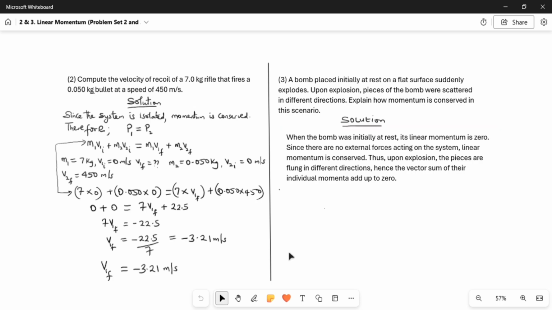For question 2, okay, we have questions 2 and 3 here. Question 2 says compute the velocity of recoil of a 7 kg rifle that fires a 0.05 kg bullet at a speed of 450 meters per second.